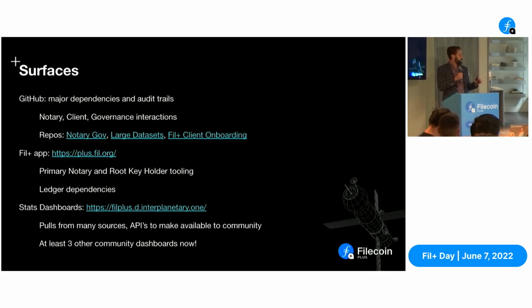We work mostly on GitHub. We have 3 repos that we use. You can check out these links later. There's our app, the Fill Plus Registry app. This is primarily used by notaries and root key holders to actually award the data cap. It has some ledger dependencies. Again, we're working on adding more support, expanding our tool coverage.